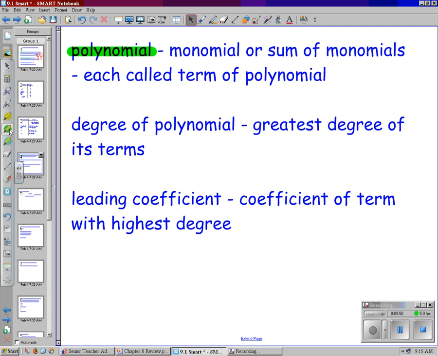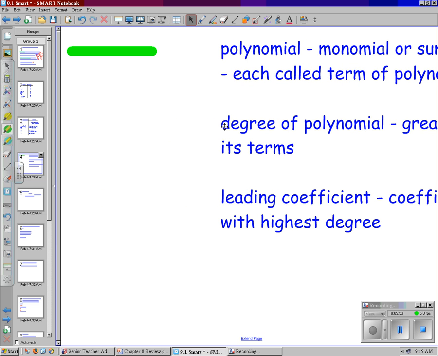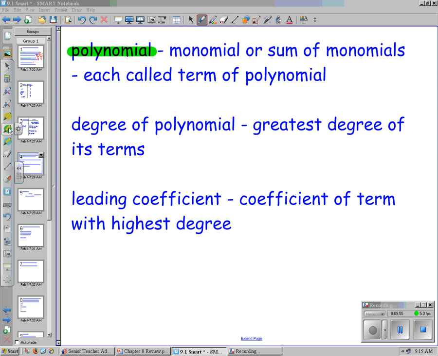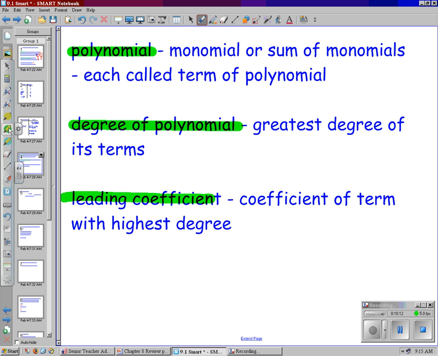The degree of the polynomial is actually the greatest degree of all the terms. So you have to find out what the degree of each term is, and whichever one is the biggest is going to be the degree of the polynomial. And finally, we have the leading coefficient. Coefficient is that number that sits in front of the variables. And the leading coefficient is whichever term has the highest degree. That number sitting in front of the variables is your leading coefficient.